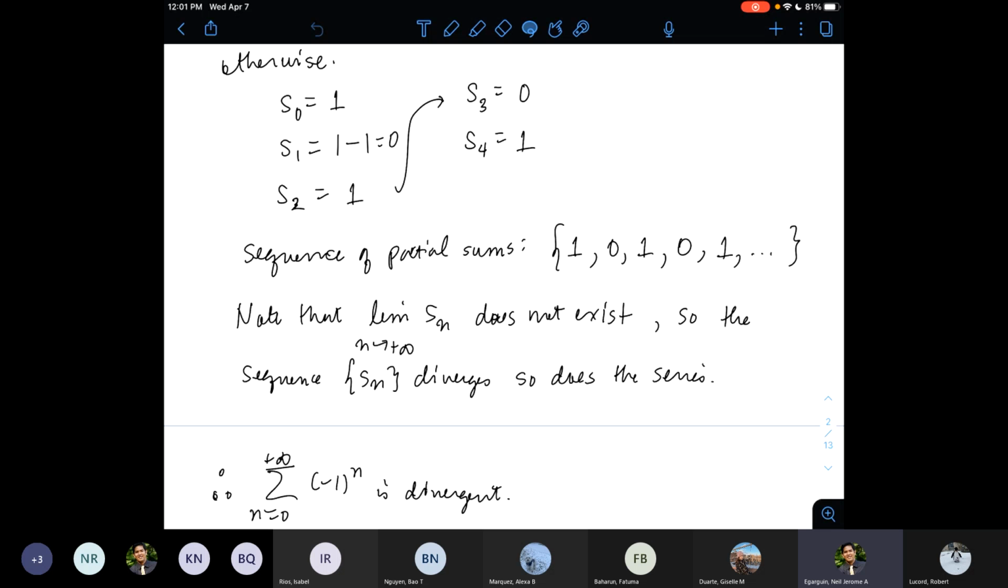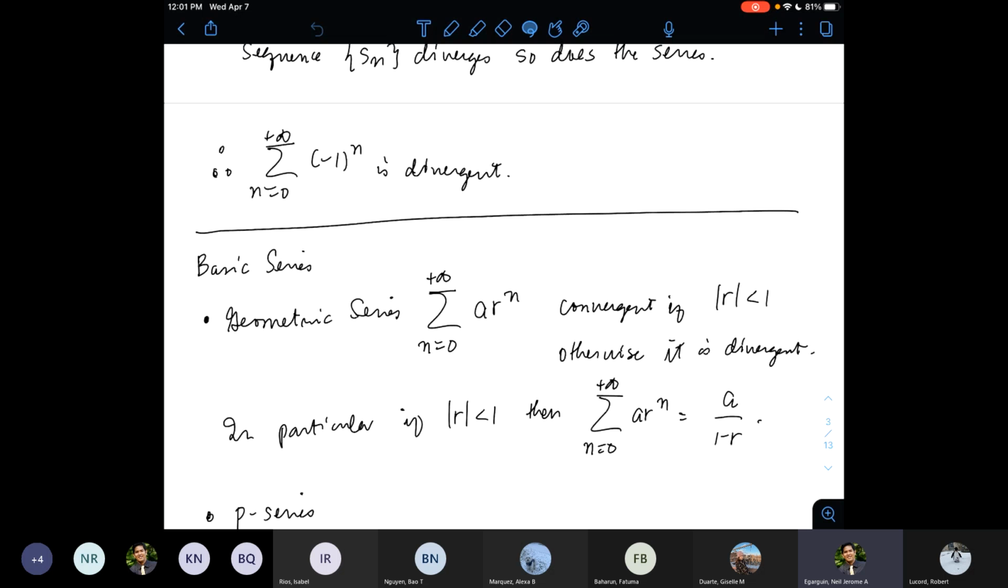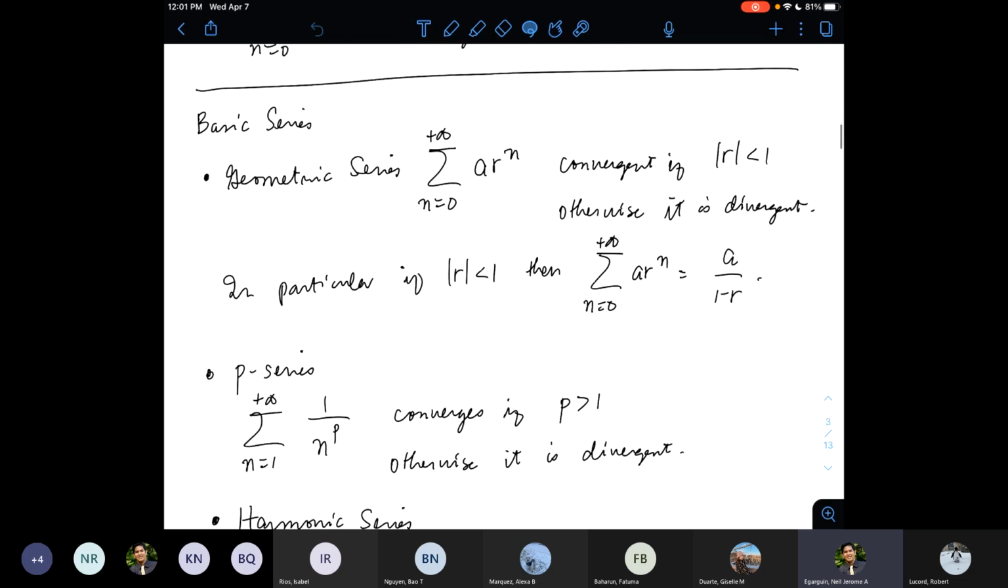But anyway, for that, we define convergence to be the existence of a limit of the sequence of partial sums. And usually that's hard to do. But thankfully, there are some basic series that we can take advantage of later when using other tests, because these basic series already have established criteria for being convergent or divergent.